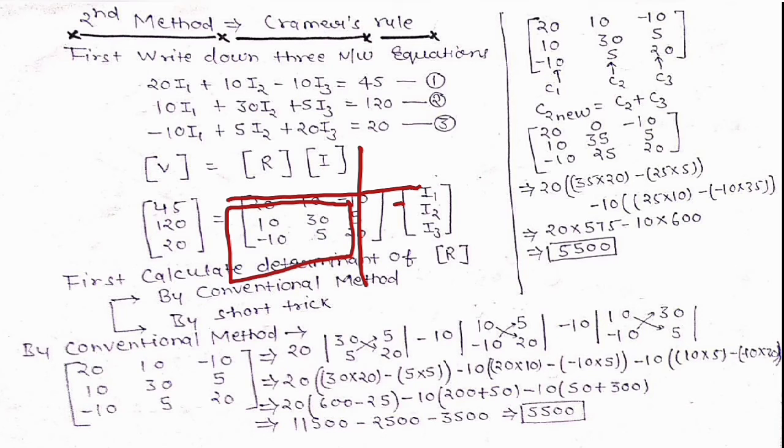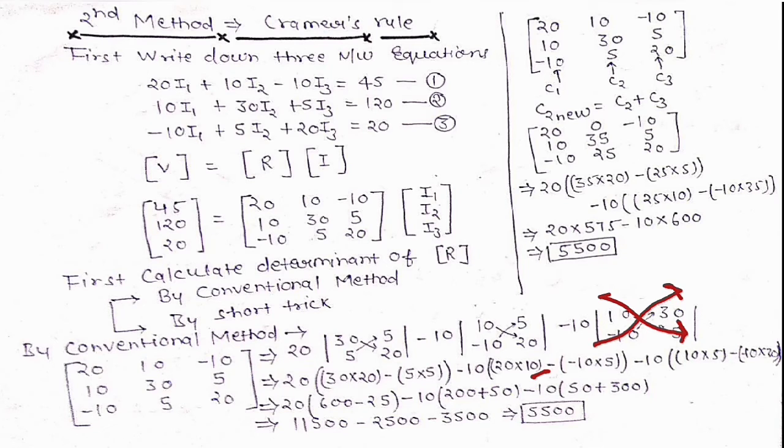So take this determinant, 10, minus 10, 35. How can we take the determinant? 30 multiplied by 20 minus 5 multiplied by 5. Then again minus 10, write the same value, and 10 multiplied by 20 minus 10 multiplied by 5. So remember this minus actually, this is the important one. Minus 10, 10 cross 5 minus minus 10 cross 30.